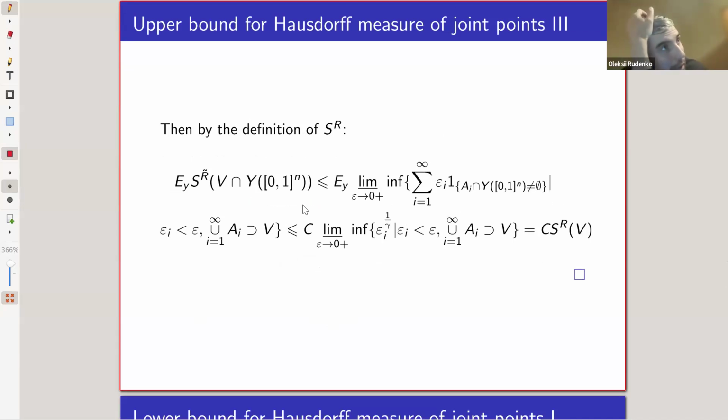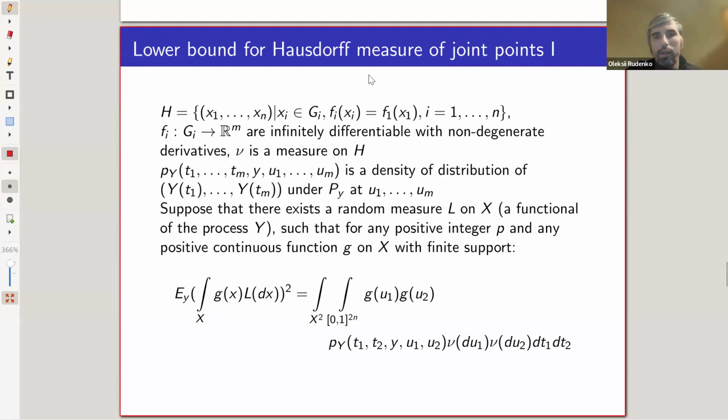This is unfortunately a little bit more complicated, and for this I need intersection local times. And because of this, I need to introduce a random measure L on X. Here I do not prove the existence of such a measure, but in fact, using results from my paper, I think it is possible. It is not any random measure. It is exactly intersection local time in this particular situation that was considered in my paper.